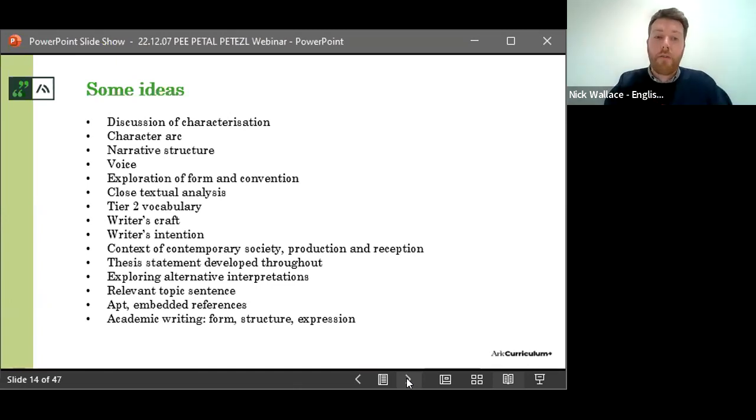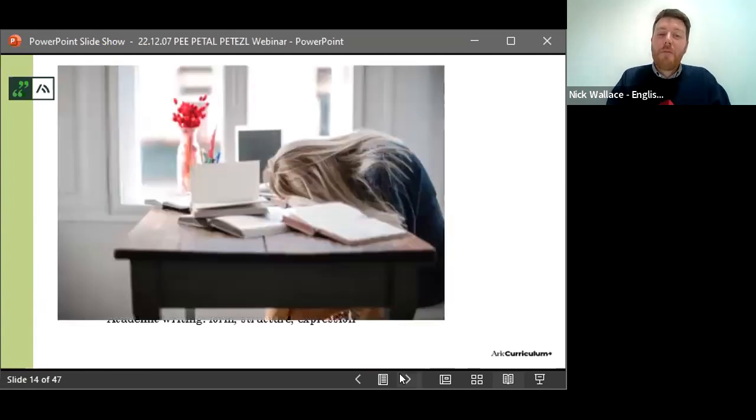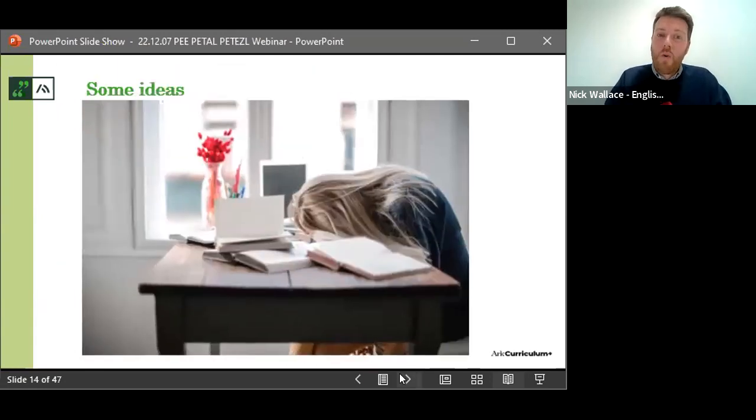Apt embedded references throughout the essay. And we'd also perhaps want them to use the appropriate academic form, structure and expression so that they are able to articulate themselves in an appropriately sophisticated way. What I hope, and that isn't incorporating many of the additional comments that we have there in the chat too, I hope that you can perhaps see that that's an enormous amount of cognitive load to place on a student.